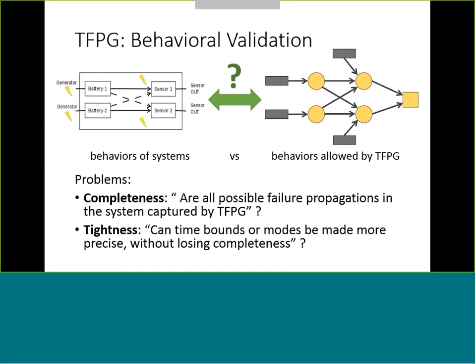So we have a few analyses that we can do using TFPGs. So we can analyze TFPG completeness. So basically, this means that we want to match what is specified in the TFPG against what is specified in the system. So the question is whether all possible failure propagations which are specified in the system are captured by the TFPG. And the second question is tightness. So assuming we have some time bounds and modes in the TFPG, we want to make sure whether these time bounds are precise, and whether they can be made more precise without losing completeness. So something like increasing a lower bound and decreasing an upper bound.